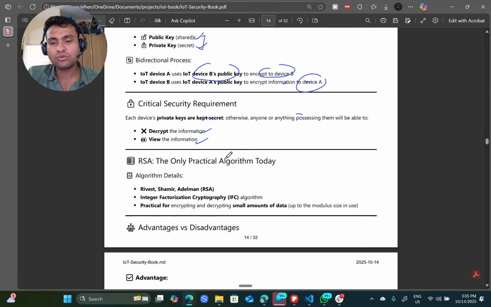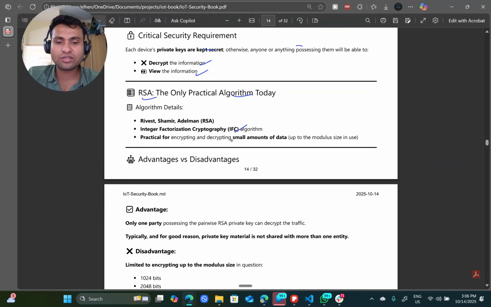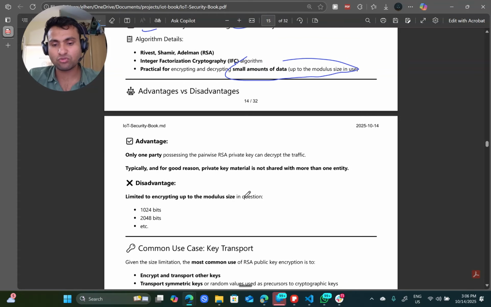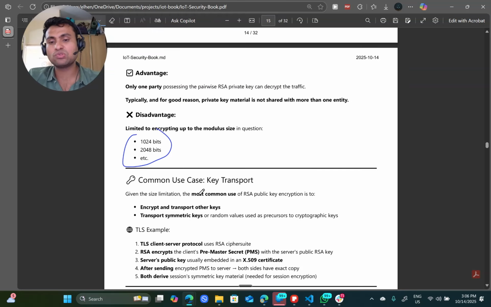So in order to get to asymmetric cryptography, RSA is the only practical algorithm available today, and also the integer factorization cryptography algorithm. It is practical for encrypting and decrypting small amounts of data, up to the modulus size, like 1024 or 2048 in use. That's why you cannot encrypt a large amount of information. So let's go over the advantages.